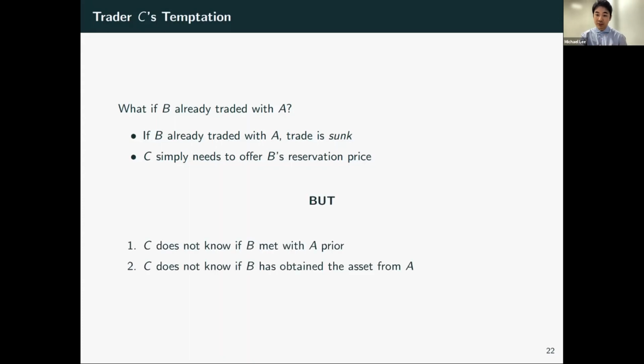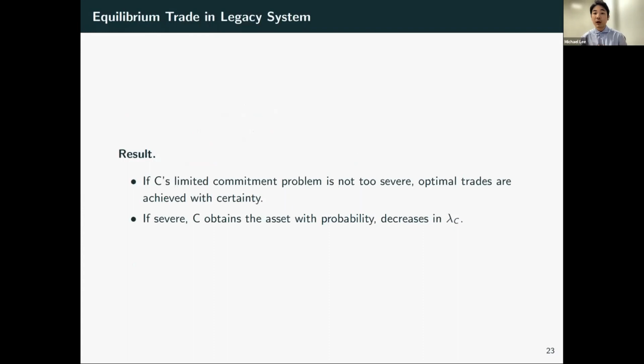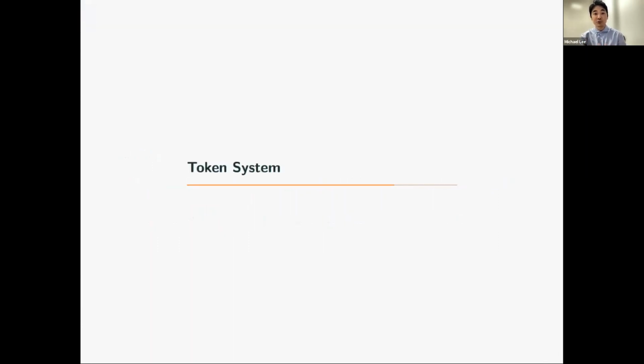There are 2 complications here, and there's a layer of uncertainty. First, C's not really sure if B has met with A prior to his meeting. And secondly, even if B has met with A first, C doesn't know if B has acquired the asset. Now, these 2 layers of uncertainty mean that even with a limited commitment problem, as long as it's not too severe, the set of optimal trades can be achieved with certainty. And this shows that in the legacy system, even with this limited commitment problem, the optimal set of trades can occur. Now, this brings us to the token system.